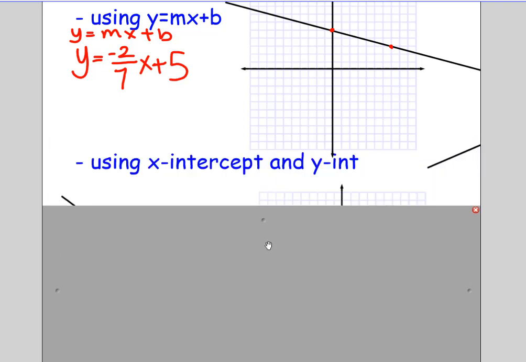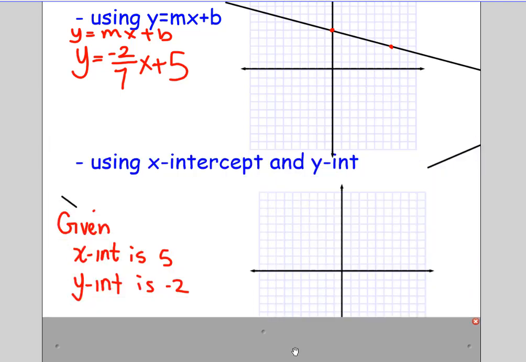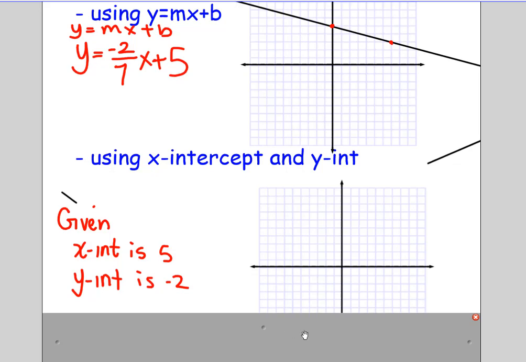If you know the x- and the y-intercept, you can also do a graph. So if the x-intercept is 5, 1, 2, 3, 4, 5, and the y-intercept is -2, then again, you just need 2 points and you graph a line. Okay, let's look at a couple more examples.